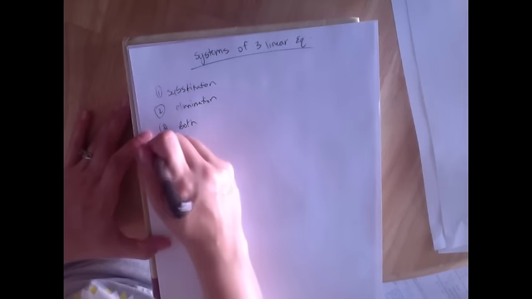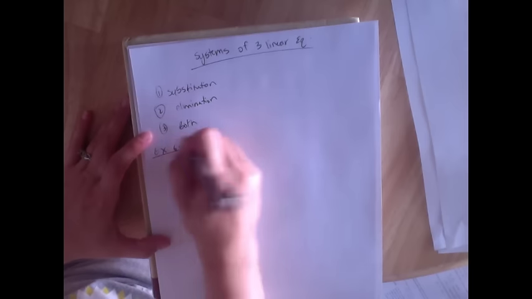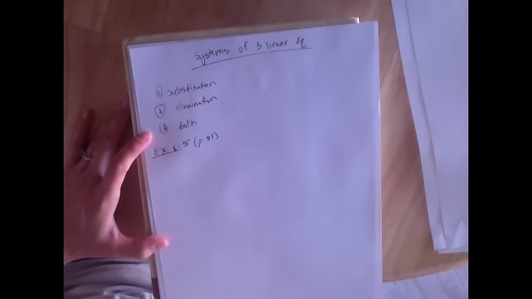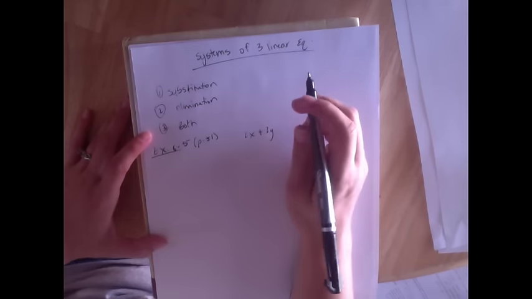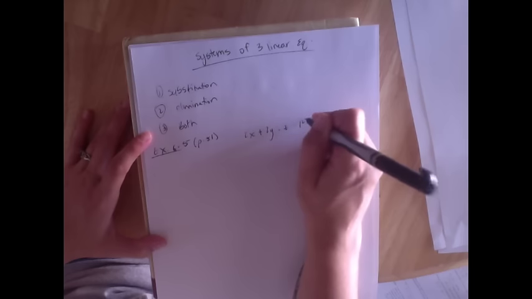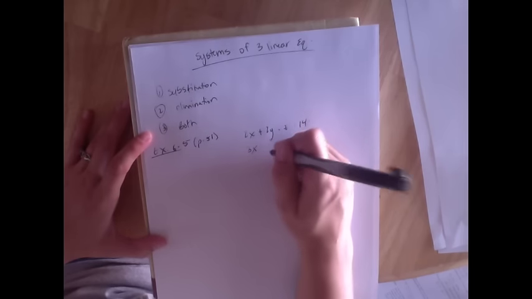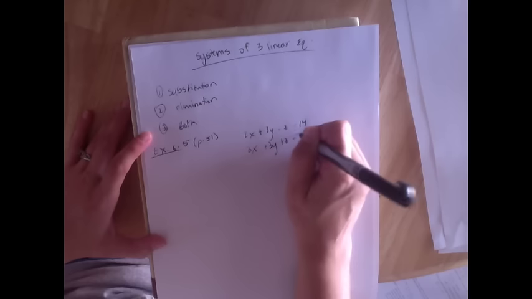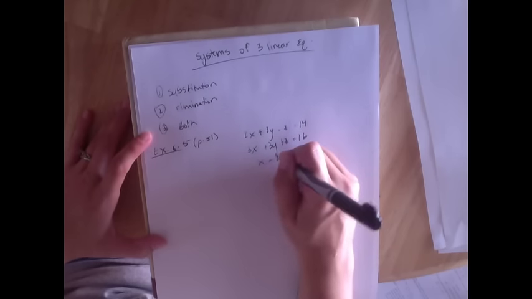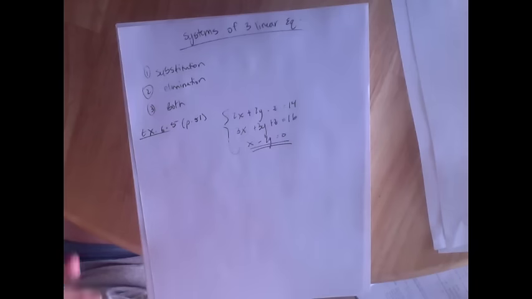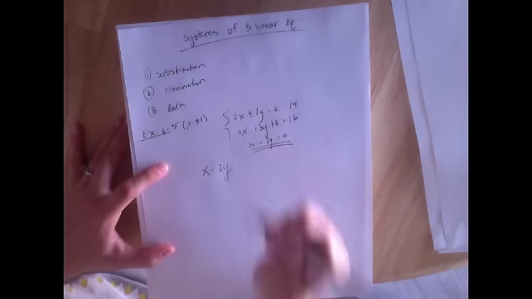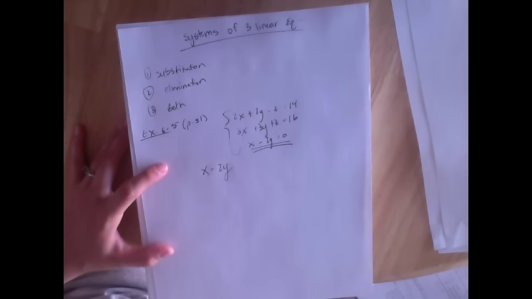The best way to practice math is by doing. Example 6.5 on page 51. We want to solve the system of equations. We have 2x plus 2y minus z equals 14, 3x plus 3y plus z equals 16, and x minus 2y equals 0. If I look at my equations, this equation I can very simply solve for x. I'm going to do so. X is 2y. I can just add the 2y over.